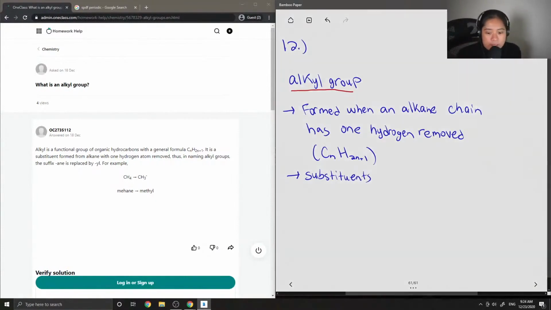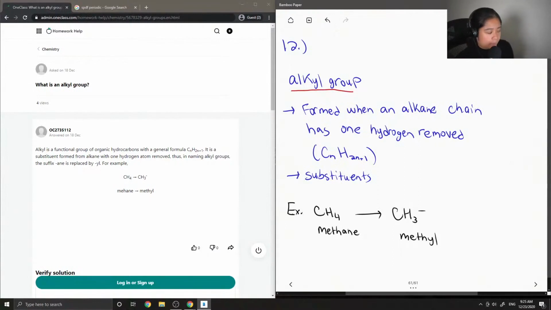And I'll just show a quick example. So let's say you had CH4, which is methane. If it were to lose one of its hydrogens, it becomes the group methyl.